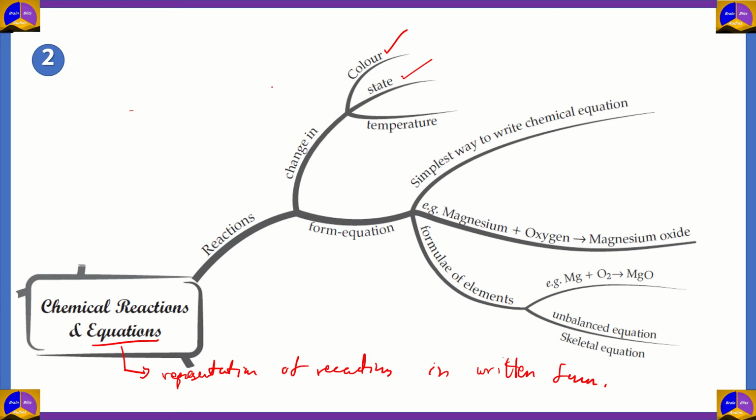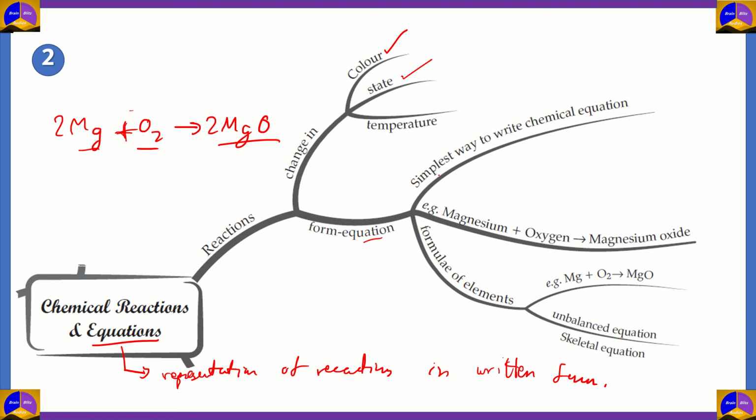For example, you can see 2Mg plus O2 gives you 2MgO. These are the reactants, this is the product. The arrow shows the direction of the reaction, and the plus sign indicates that these reactants combine together.